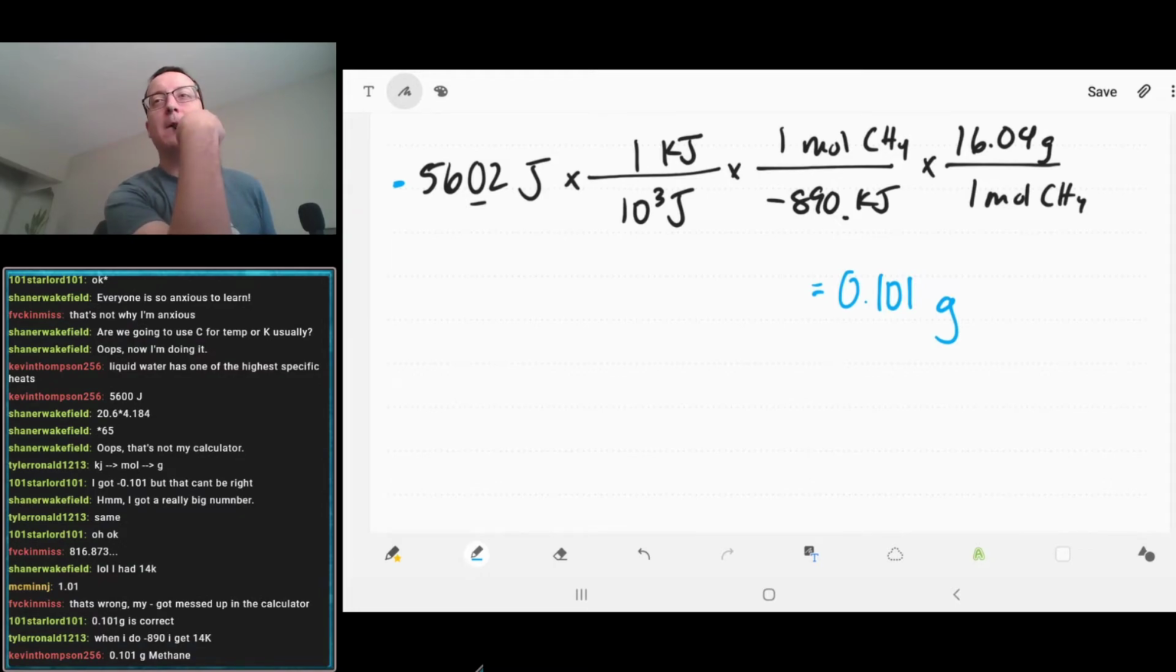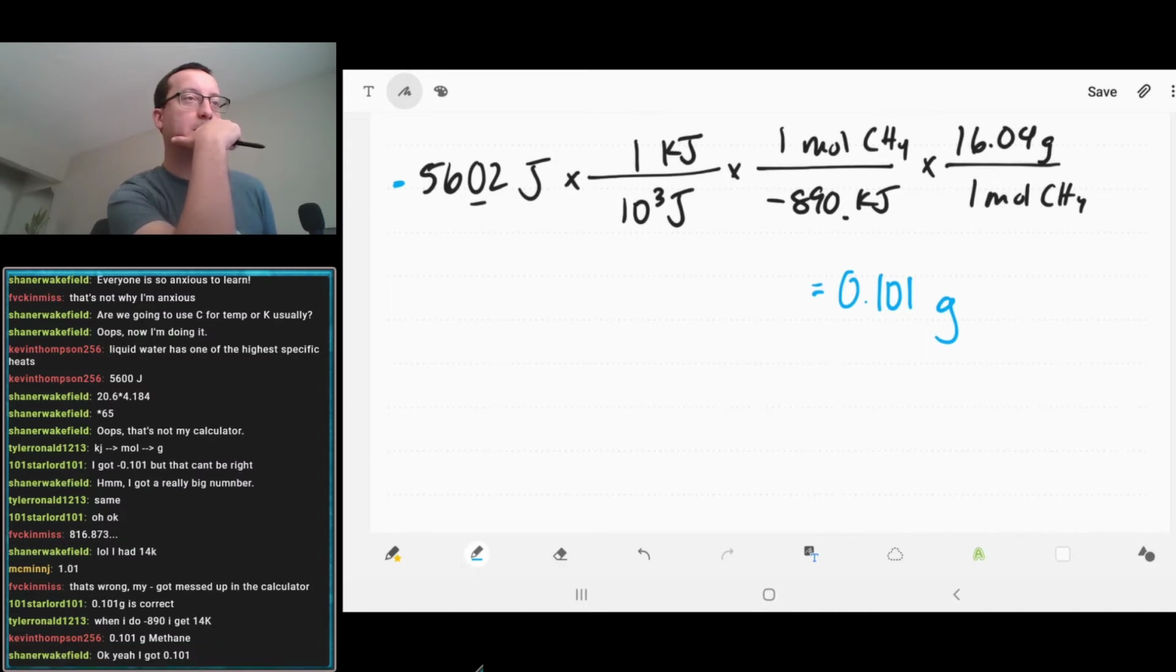Tyler, double check. There's no way it should be 14K. Make sure you're dividing properly also. Because if we're thinking about it, we have a number in the thousands that we're dividing by 1,000 and then dividing by almost another 1,000. So it should be a small number.